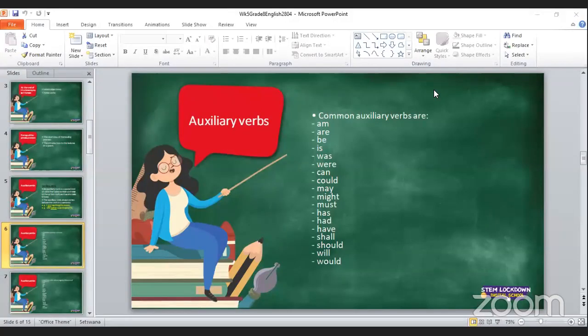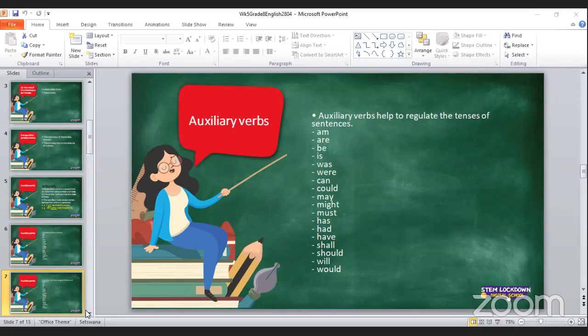So those are the common auxiliary verbs that we use. Let's continue with our lesson. So those are our auxiliary verbs. Another thing they do is that auxiliary verbs help to regulate the sentences. They help to regulate the tenses of a sentence.